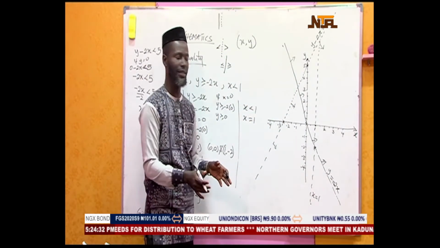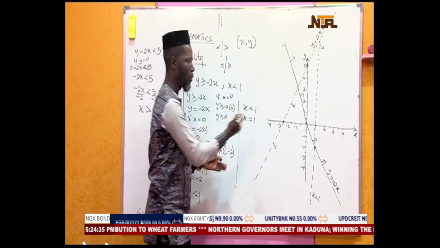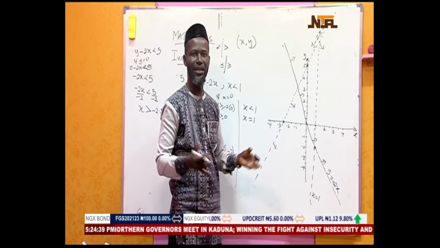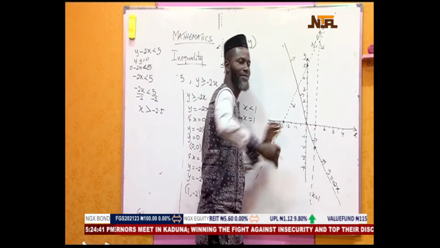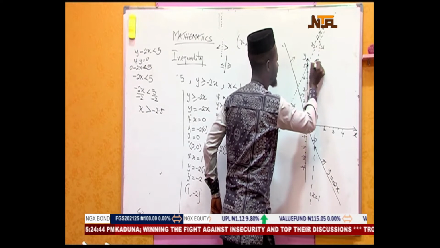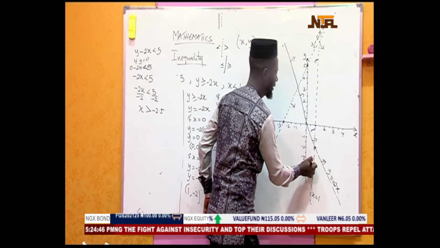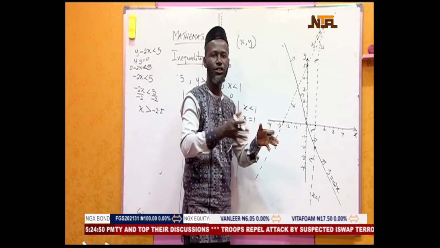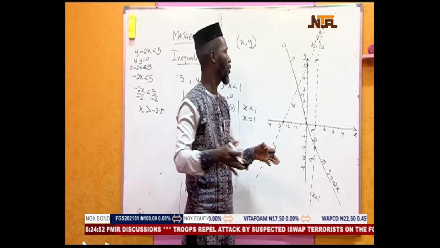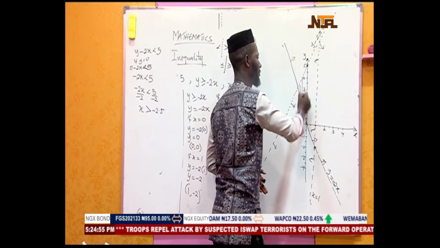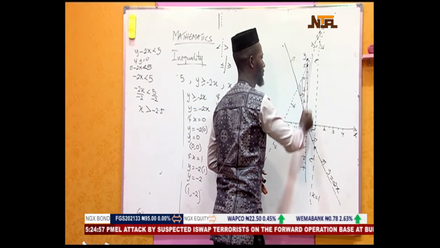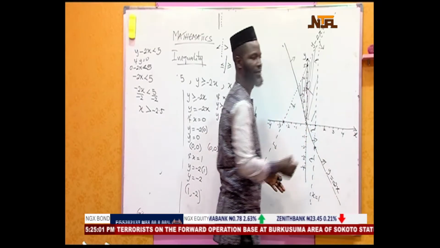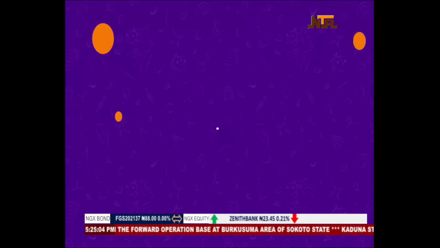Now, where is it to be shaded? Just go back to this, less than 1. For this one, we don't need to use any value for x or y. Less than 1 is the left-hand side. So our solution side is here. Now, looking at this graph, the region that satisfies all the three conditions is this side. This is what you call the required region. So this is your final answer.